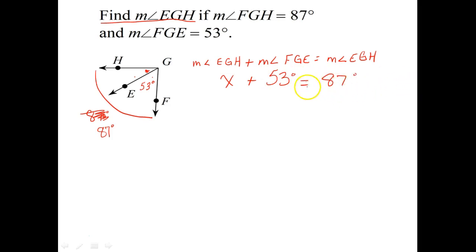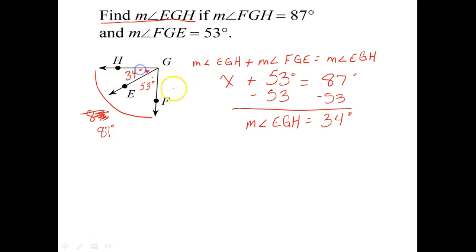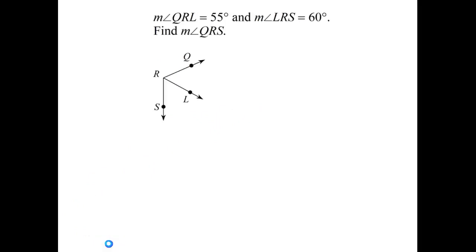So all you have to do is just subtract 53 from both sides. And that is your answer. What is that, 34 degrees? Yeah. So the measure of angle EGH is 34 degrees. So this is 34 degrees. And let's check it. Does 34 plus 53 equal 87? Yes, it does. You can pause it if I'm going too fast, guys.